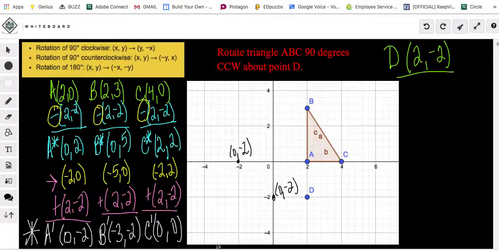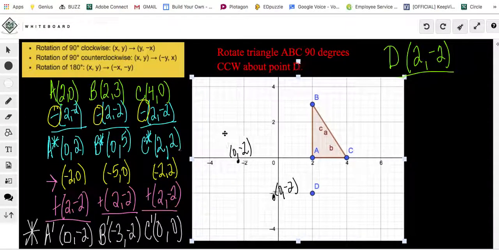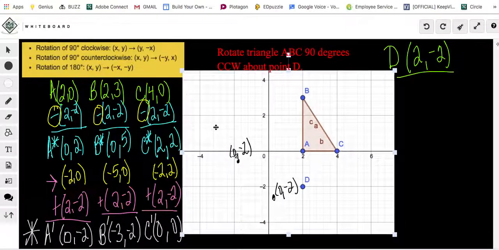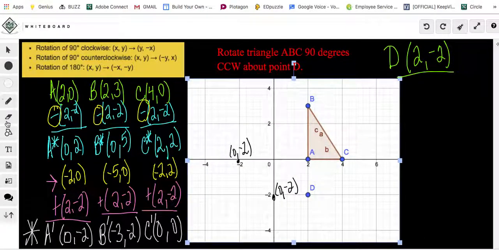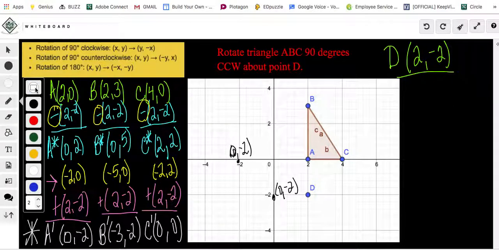Oh, wait, let me erase this one. That one is not at the right spot. Oh, no. Okay, I just accidentally moved my picture. Wait, let me erase this real quick. I accidentally moved my picture, and that made the points in the wrong place. So let's go ahead and fix that. We're just going to erase them real quick. Okay, now let's try this again.